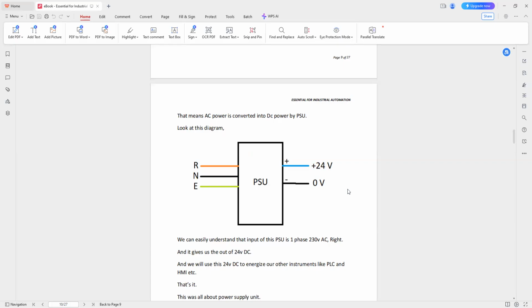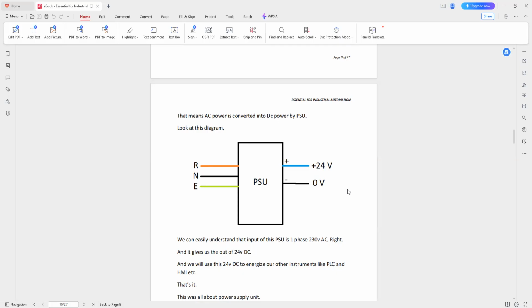But if it requires DC volt, then the DC volt should be 24 volt, like in major PLCs. Generally, everywhere DC means 24 volt. So you require a power supply unit for this conversion, from single phase AC to DC.